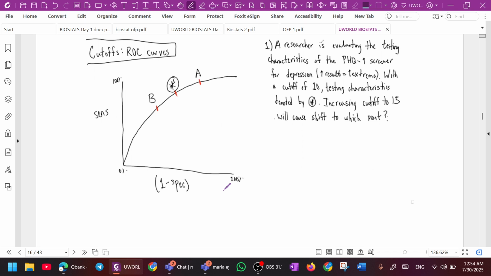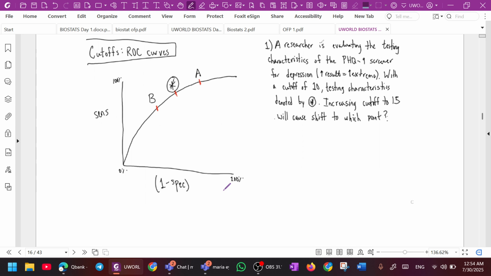Have you got any clue? I haven't found it. Do you know what they're asking you? No, it's explained. I completely forgot the ROC curve. Oh, okay. They ask what the question is asking you.